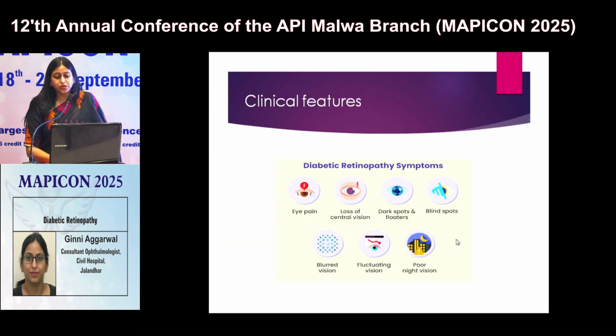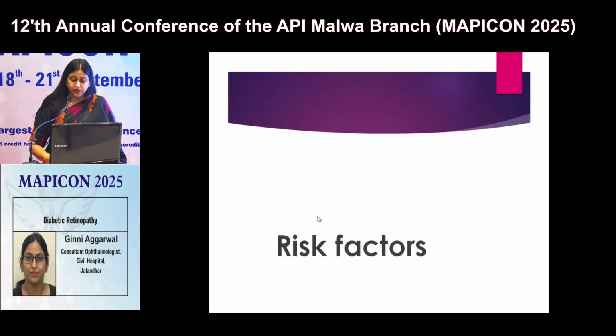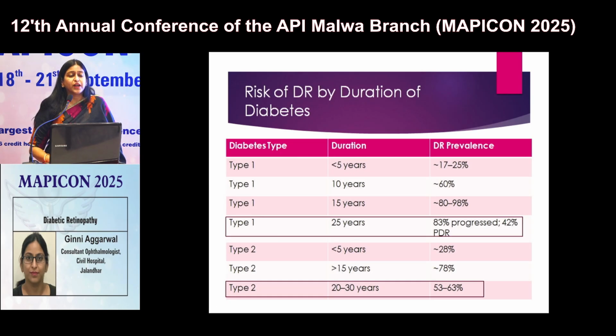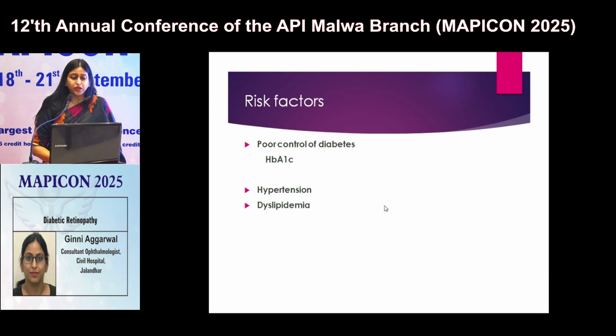So clinical symptoms associated with diabetic retinopathy are loss of central vision. The patients complain of blurred vision. Then there is fluctuating vision and eye pain. So talking about the risk factors, the most important risk factor is the duration of diabetes. The longer the duration, the more are the chances of developing features of retinopathy. So type 1 diabetics, as already mentioned, over the period of 20 years, almost 80% progress towards retinopathy, and type 2, 50 to 60%. The next important is obviously the control of diabetes, which is measured by glycosylated hemoglobin, HbA1c levels.